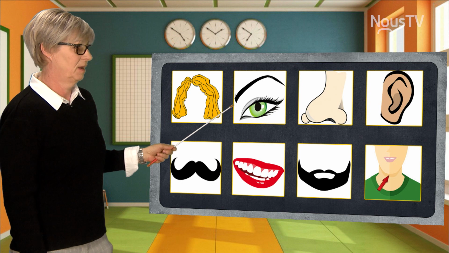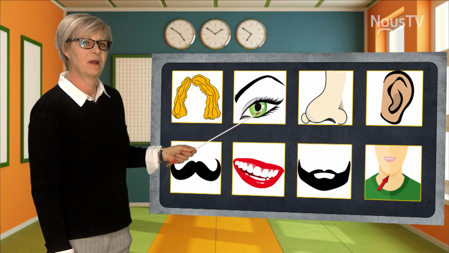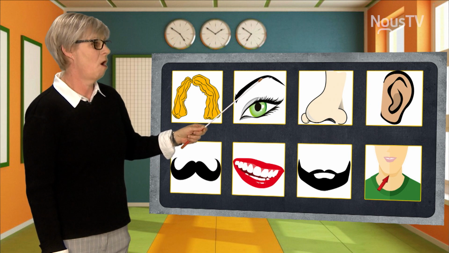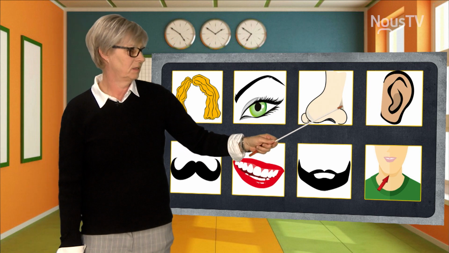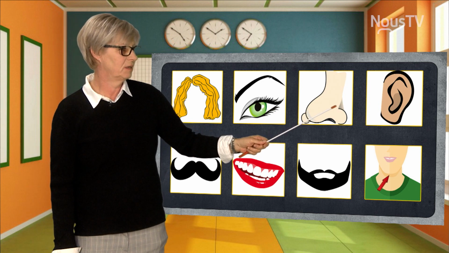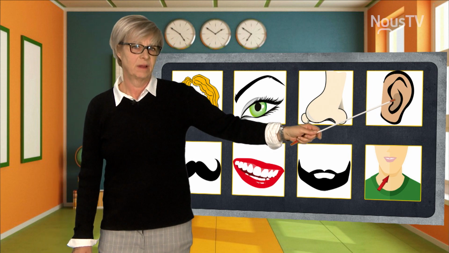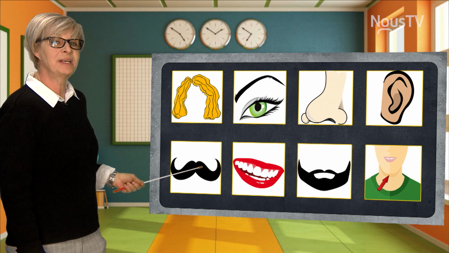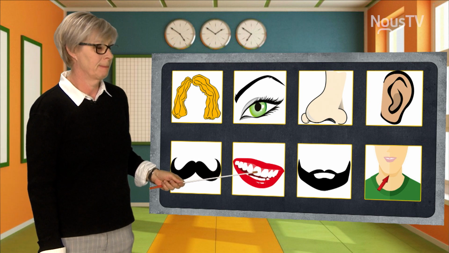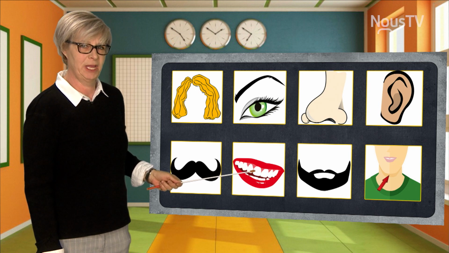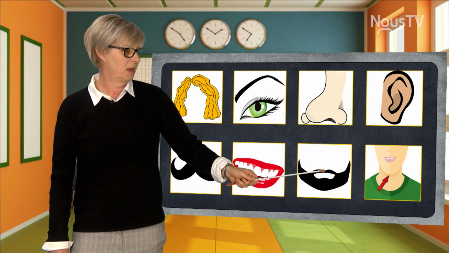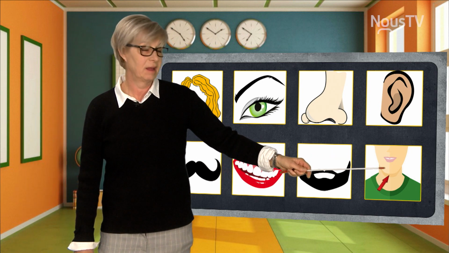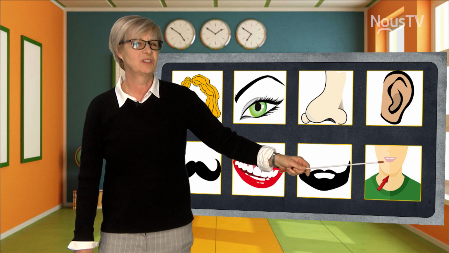Your hair. Your eyes. Your eyebrow. Your nose. Your ear. A mustache. A mouth, so you can speak. A beard. And a chin. Let's do it one more time.